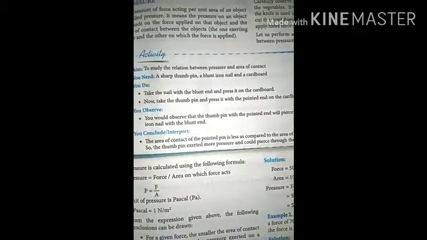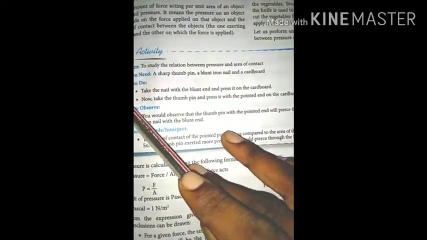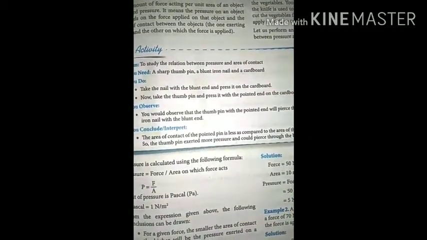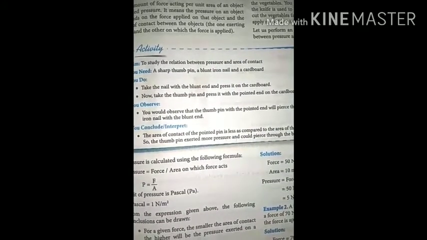Now we discuss about pressure. The amount of force acting per unit area of an object is called pressure. Again, pressure: the amount of force acting per unit area of an object is called pressure.